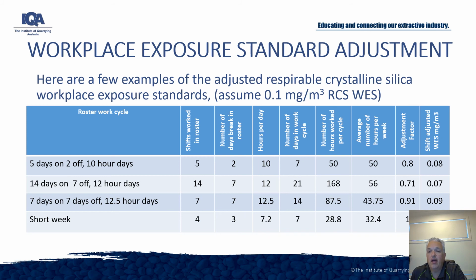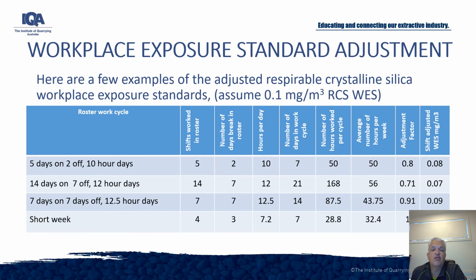It just brings it down so none of your employees, contractors or workers should be above 0.08 maximum. Ideally, you want to be down to 50% of that as an action level of 0.04. But yes, you want to be below 0.08. If you're working a longer shift, so you're doing 14 days on, 7 days off, and 12-hour shifts, you'll see that your adjustment factor drops down to 0.71. So your new shift adjusted exposure standard is 0.07. And again, that's dropped by 0.03, so you really want all your workers below that as well.